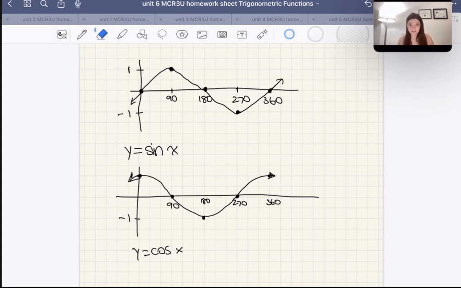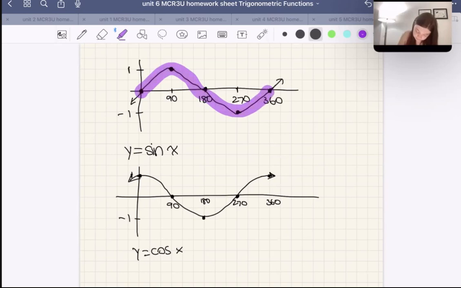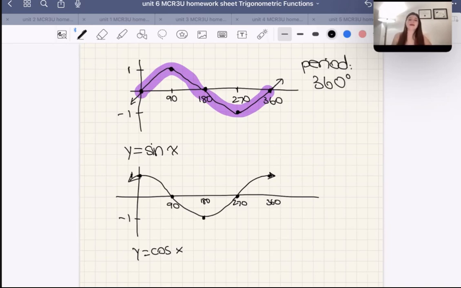functions. Before we do that, I'm going to label certain parts of the graph that are important that were not discussed last time. So as we know, one full cycle is the period length. So in this case, the period length is 360 degrees. And that is the default, by the way. The default is that the period length is 360 degrees. However, that said, sometimes if we transform it, it does change. And we'll talk about that when we talk about the transformations.